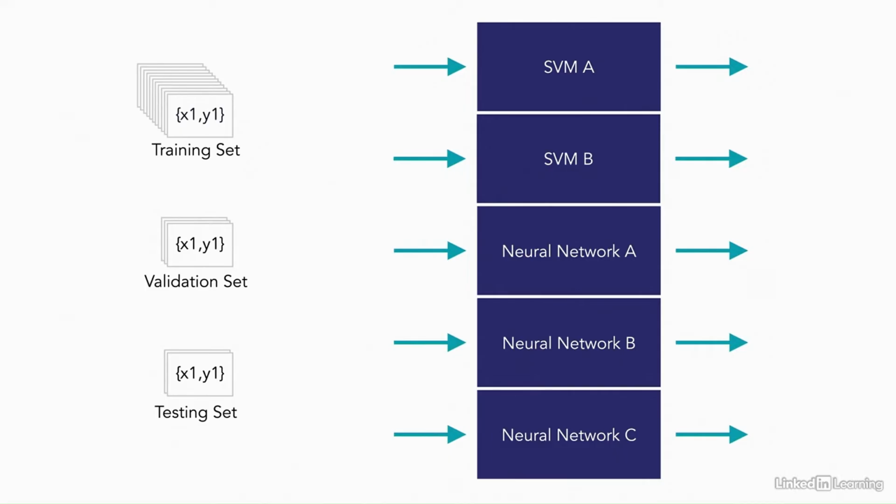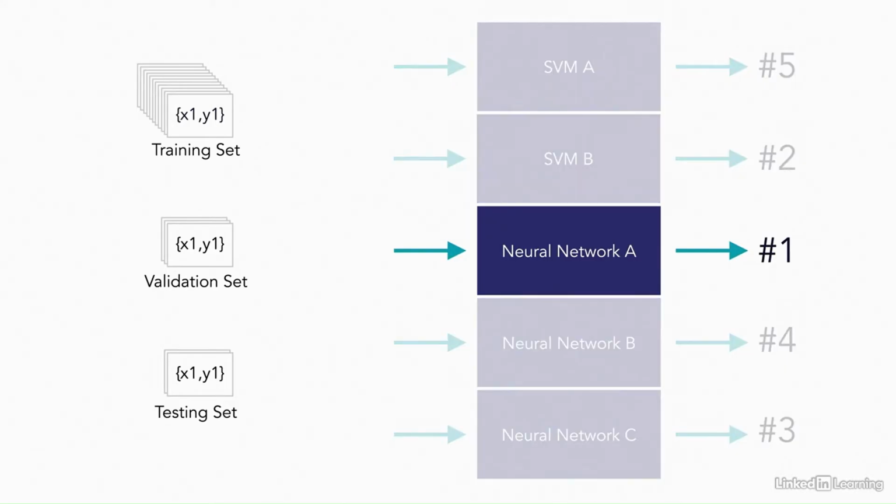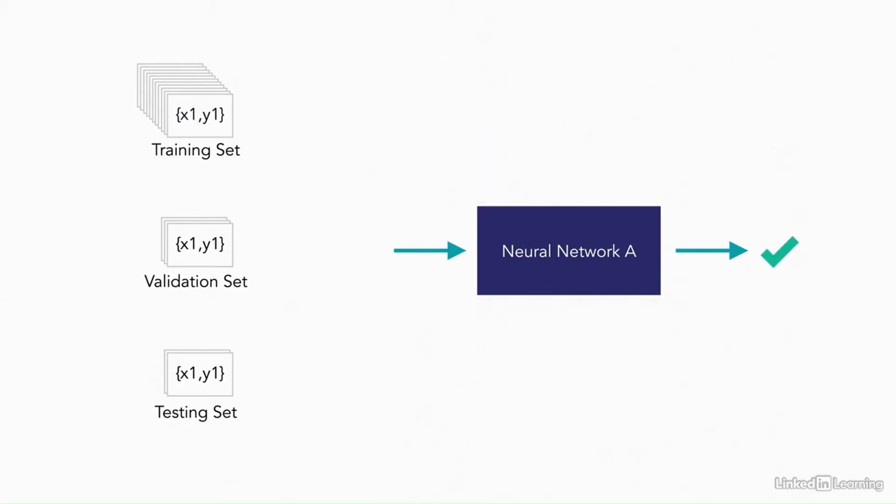So we train all of the competing classifiers. And then we feed the validation set to all classifiers. This time we only run the dataset, we don't train the classifiers. The validation set will allow us to rank our classifiers and choose the one that shows the best performance for us. Let's say that's our neural network A. Lastly, the testing set is used.